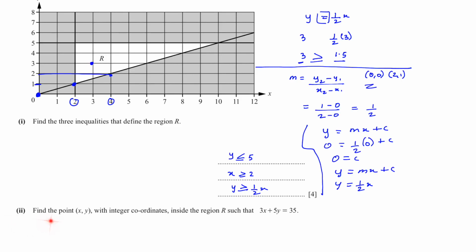Next question. Find the point xy with integer coordinates. Integer coordinates means full numbers, positive or negative, inside the region R such that 3x plus 5y is equal to 35.